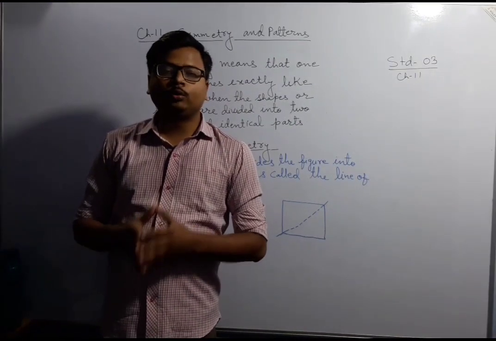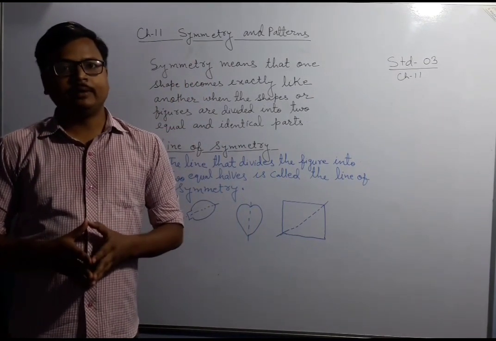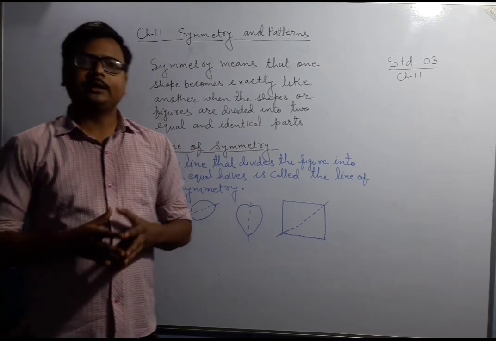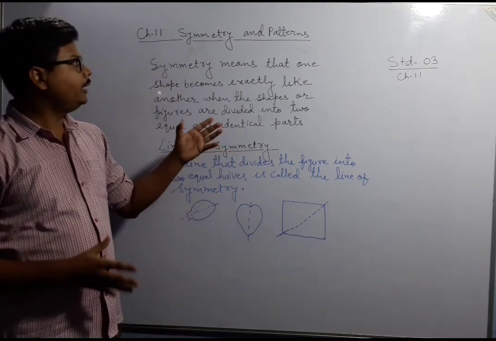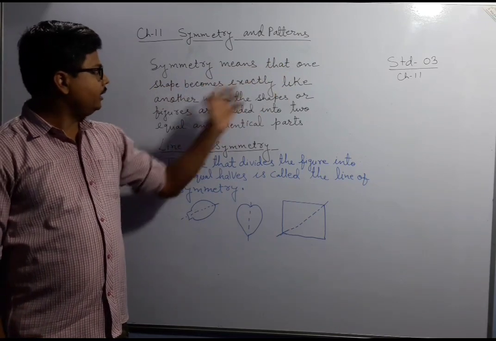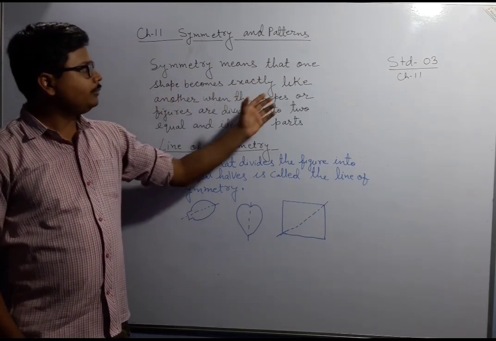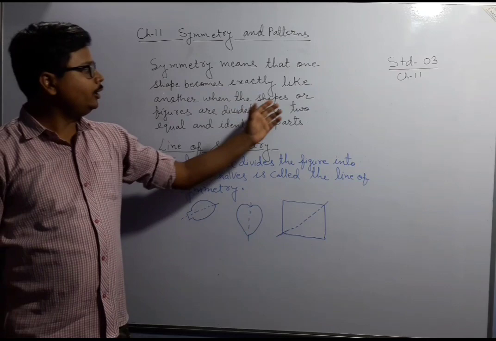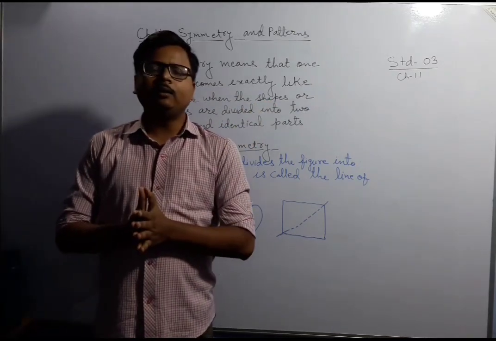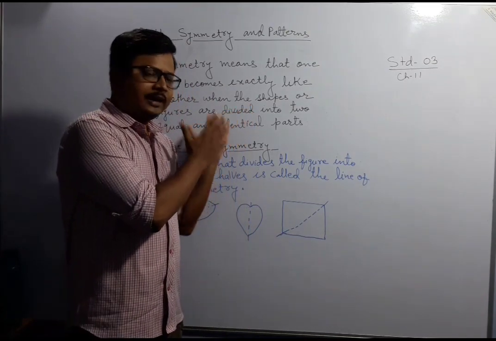Good morning students. Today we are going to study chapter 11, symmetry and patterns. First of all, we have to know what is symmetry. As you can see here, symmetry means that one shape becomes exactly like another when the shapes or figures are divided into two equal and identical parts. So what do you understand by this definition?